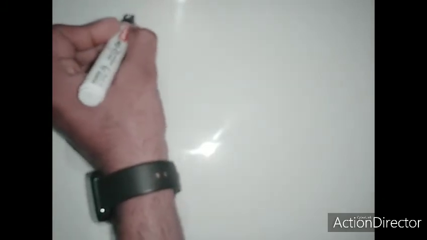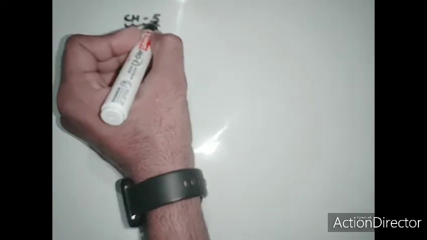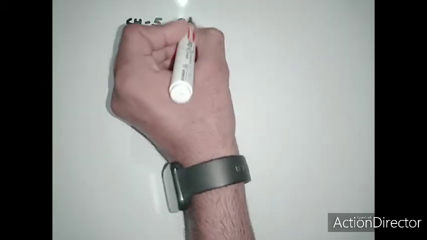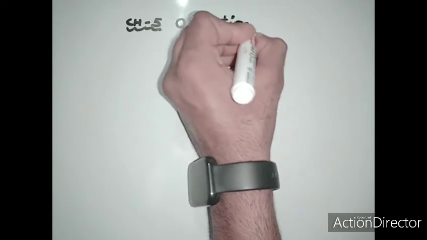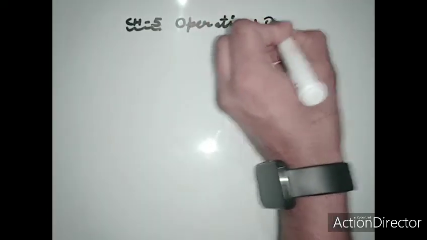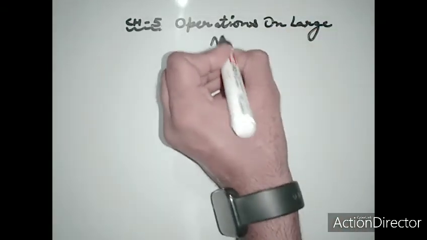So now students, today first we will discuss and revise chapter number 5, operations on large numbers.